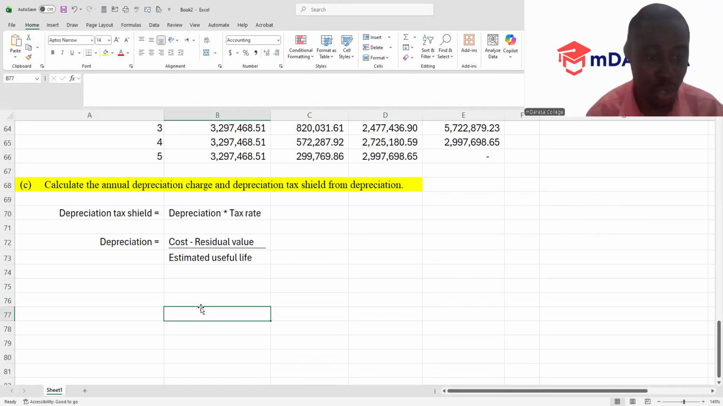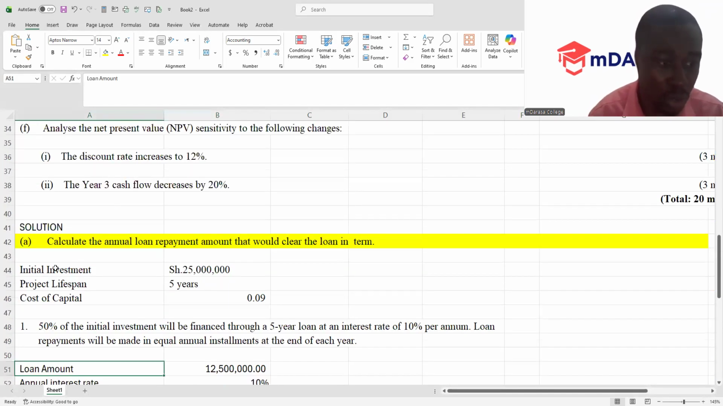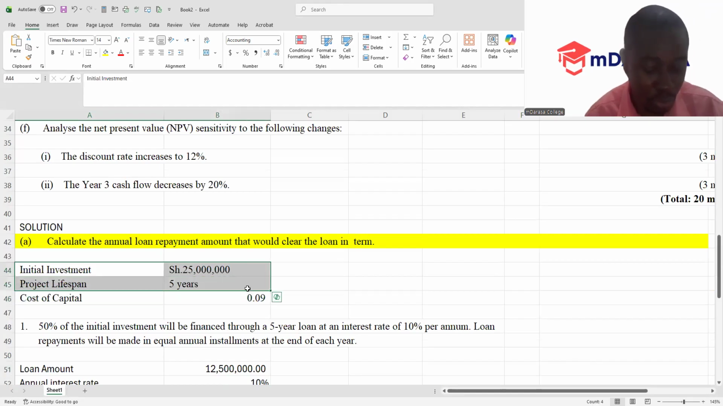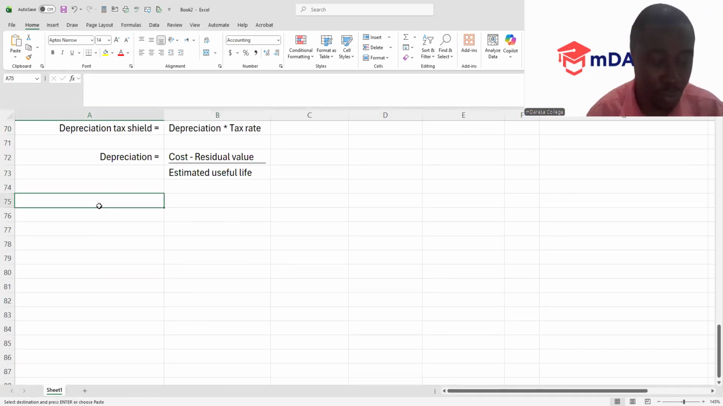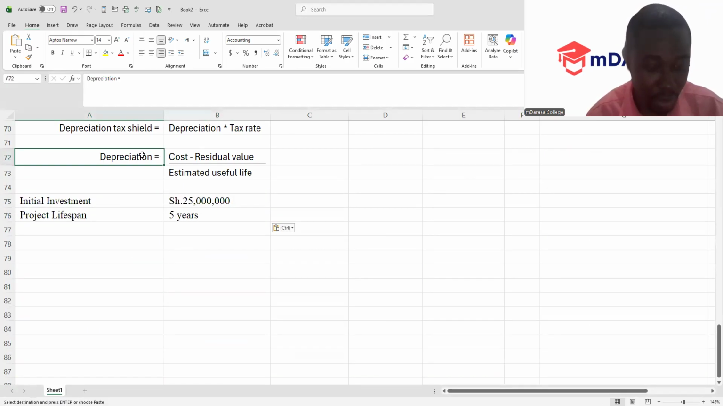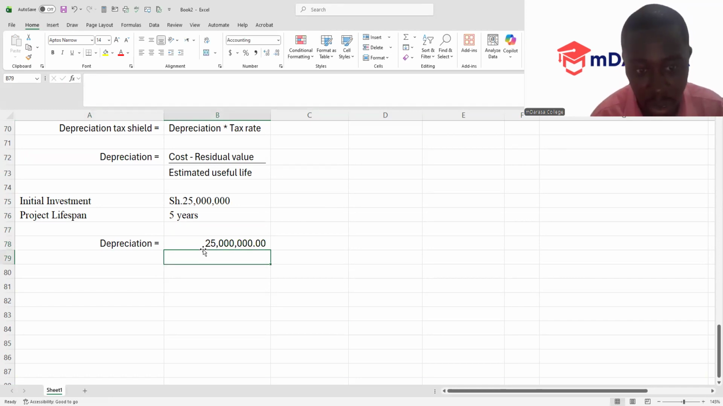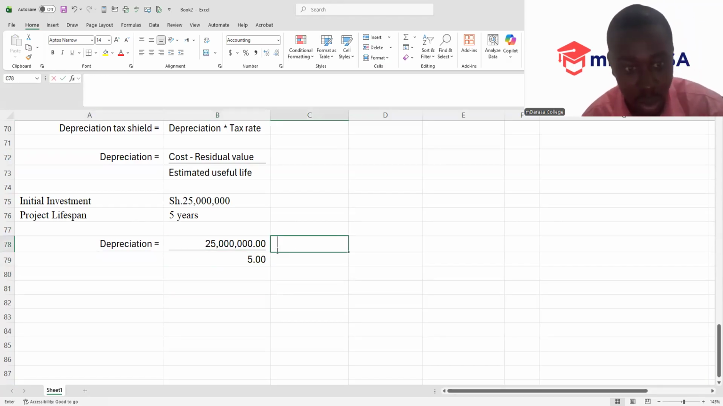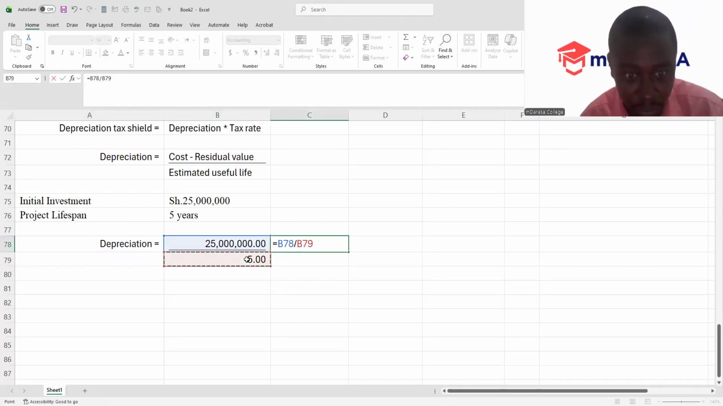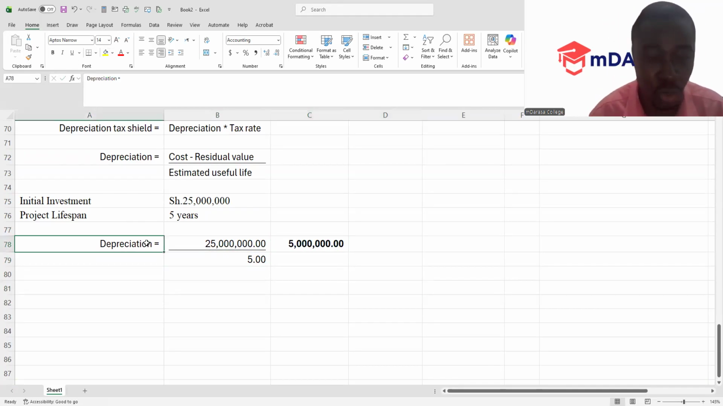So looking at depreciation, how do you go about it? Already, we're given our cost component, these are the details that you're given, cost plus the useful life. So easily, we can determine our depreciation by taking our cost, which is 25 million, divided by the useful life, which we're given as 5. So we agree that we read about that, divide by, to give us our depreciation.